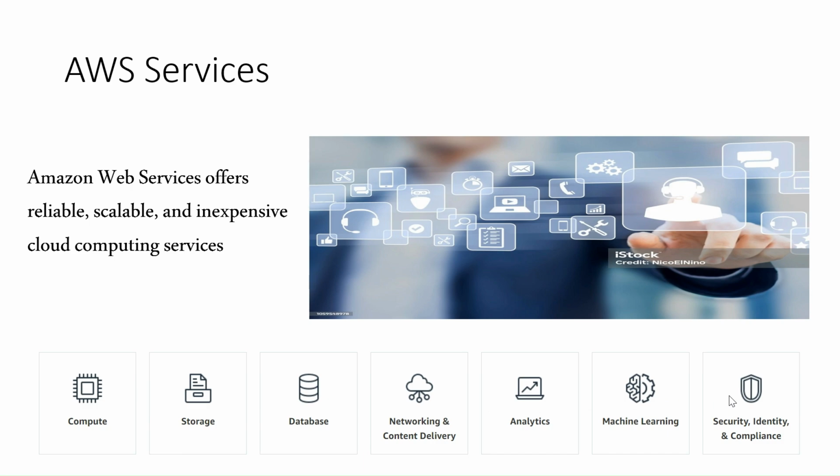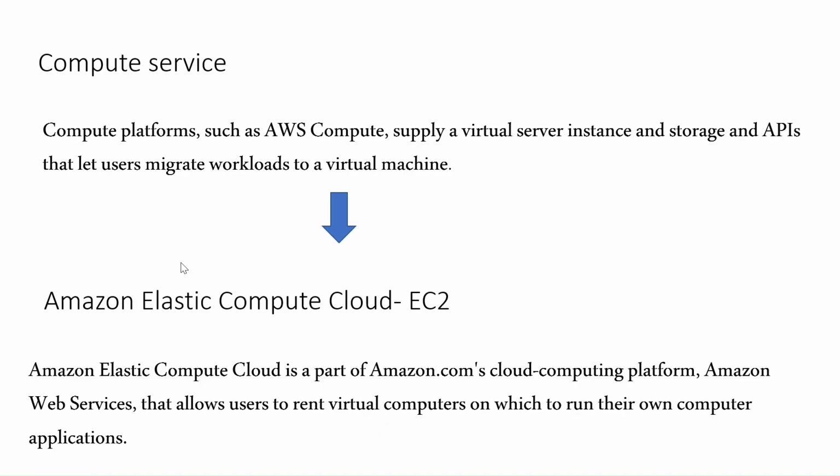So these AWS web services offer reliable, scalable, and inexpensive cloud computing services. They have their own pricing model, so based on our needs, we can choose the pricing model, and they are scalable. We can anytime scale in or scale out, and they are reliable, meaning they are always there 24 by 7, because they have a proper backup and restoration for all the services. So one of the AWS services is EC2.